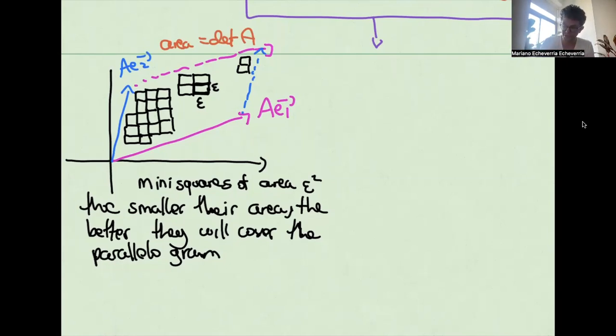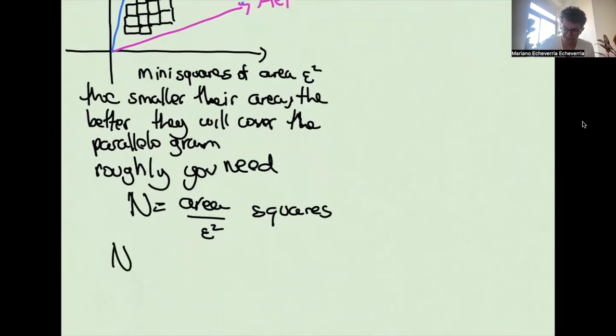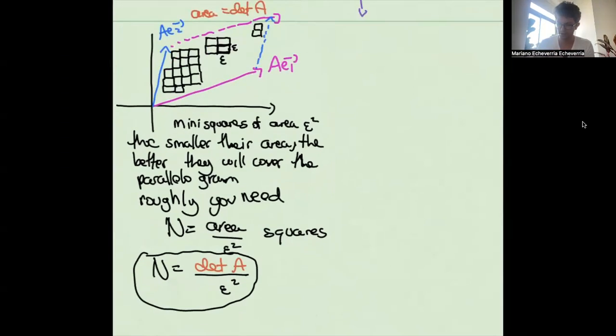So essentially, roughly you need the area divided by epsilon squared squares. So the number of squares needed is roughly the determinant of A divided by epsilon squared. Okay, so that's the number of squares that we need on this side.